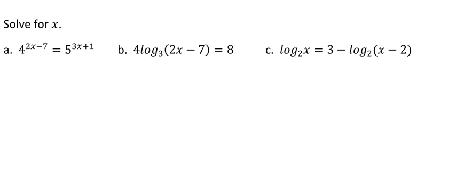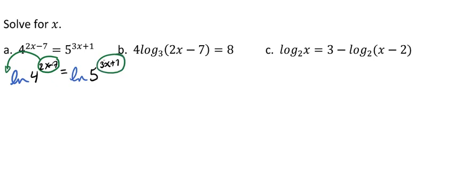So what we want to do first is take a logarithm of the same base on both sides. Just for fun on this one, to make it easy, I'm going to take the natural log on both sides. Let's rewrite it so it looks a little bit easier to read. I'm going to take the natural log of 4 raised to the 2x minus 7, and on the other side, the natural log of 5 raised to the 3x plus 1. Now from here, I'm going to take those exponents and move them to the front of each piece.